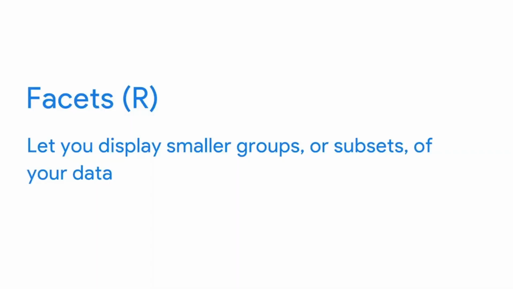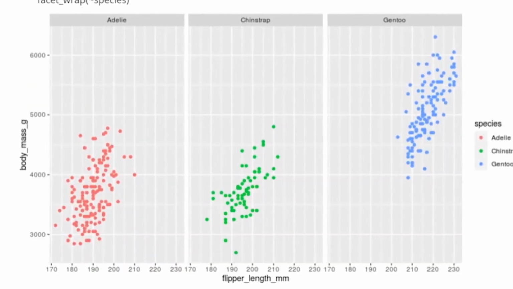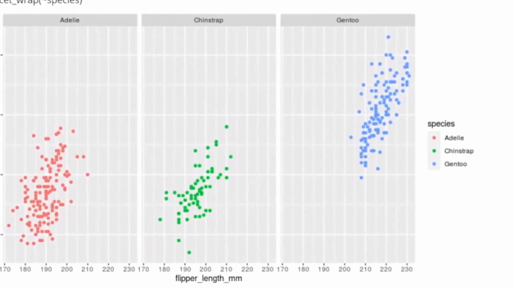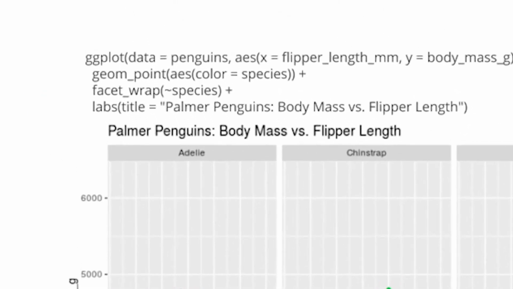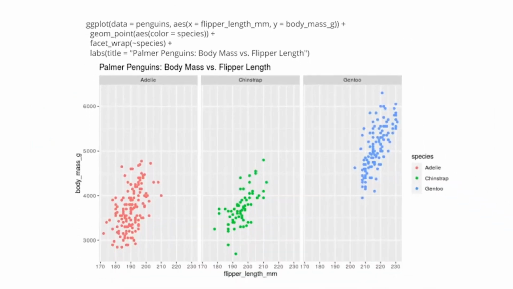Up next, we'll talk about the facet function. Facets let you display smaller groups or subsets of your data. With facets, you can create separate plots for all the variables in your dataset. Finally, the label and annotate functions let you customize your plot. You can add text like titles, subtitles, and captions to communicate the purpose of your plot or highlight important data. That's all for now. Coming up, we'll use code to create our own first plot in ggplot2.